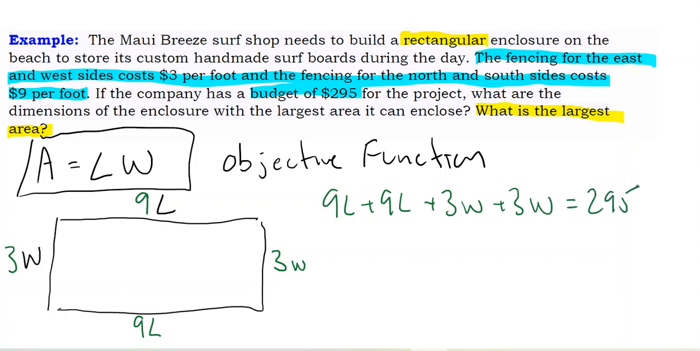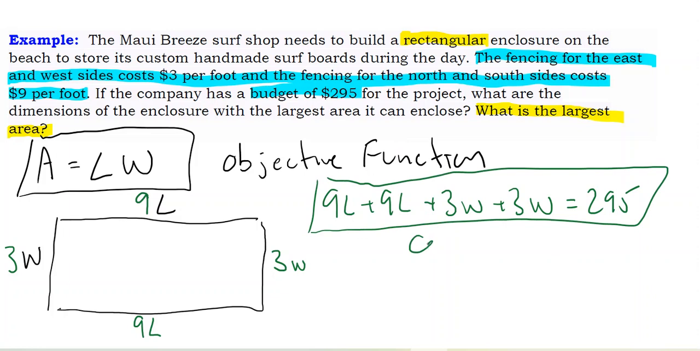to 295. Now, technically, we could make an inequality out of this. It would have to be less than or equal to 295. But for the context of this particular problem, we're just going to go with saying that we want it to be equal to 295. This is our constraint, a budgetary constraint. But of course, we are going to want to simplify that. So 9L plus 9L would be 18L, and 3W plus 3W would be 6W, and that's equal to 295.